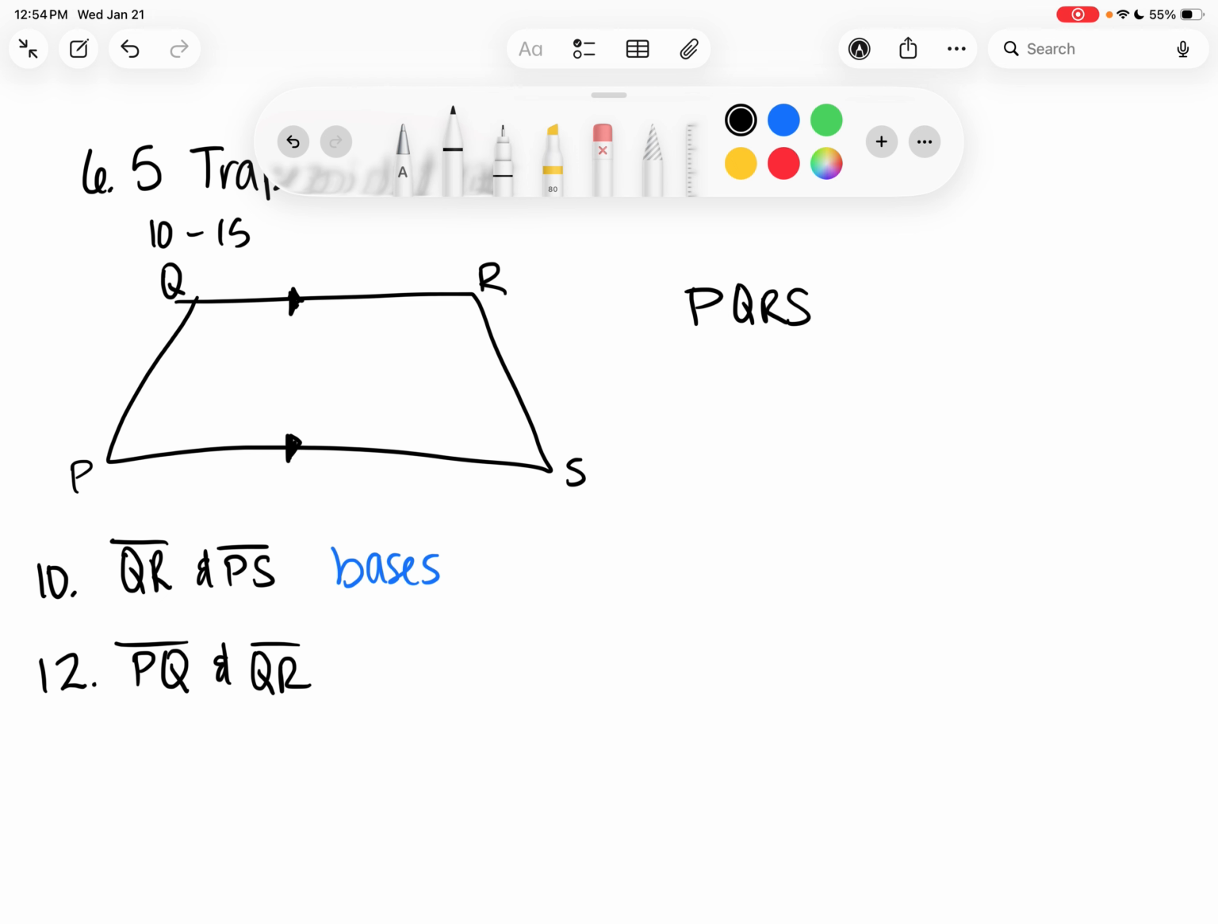PQ and QR. So this side and this side. Are they bases, consecutive sides, legs, diagonals, base angles, or opposite angles? These are side lengths, so they can't be angles. Legs are on the opposite sides. It's this side and this side. Bases, consecutive sides, legs, diagonals. I'm not even going to read the angles. They can't be angles. Yep, consecutive sides.